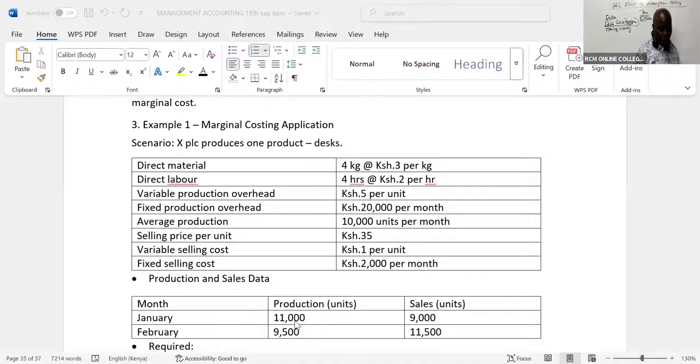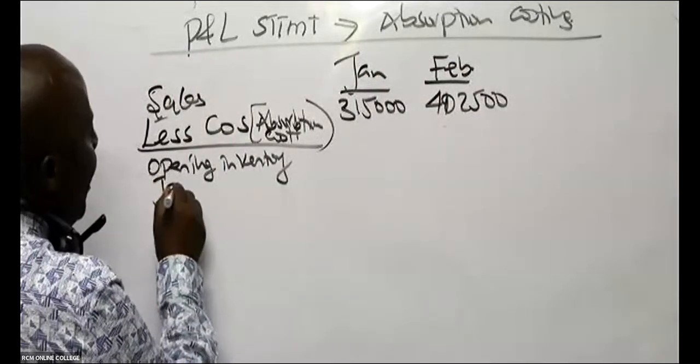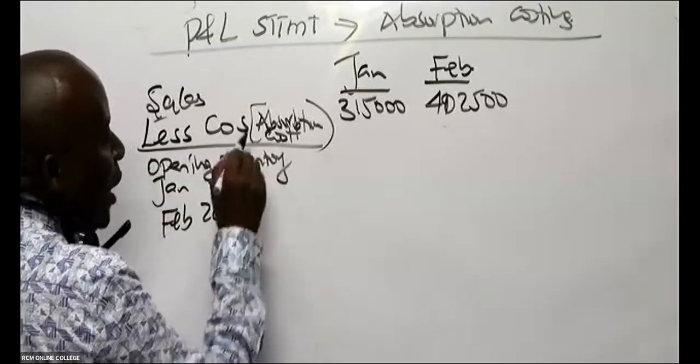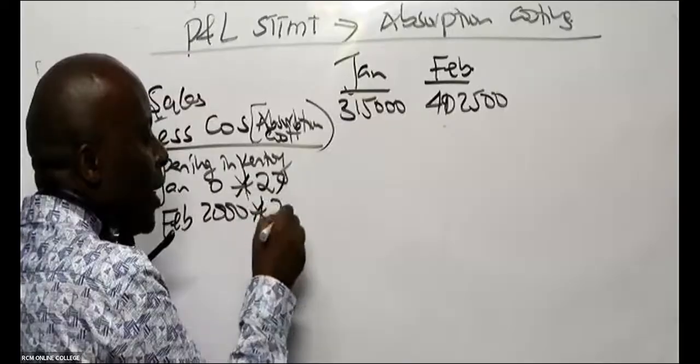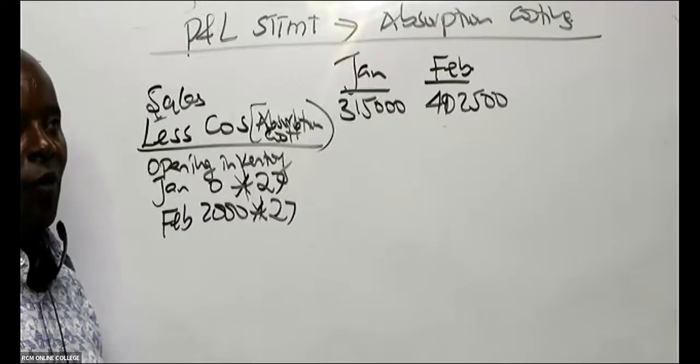Looking at the opening inventory, in the month of January we produced 11,000 and we only sold 9,000. So opening inventory is 0, isn't it? But February opening inventory is 2,000. And because you're using absorption costing, we know the cost per unit for inventory, which you gave me a figure of 27.